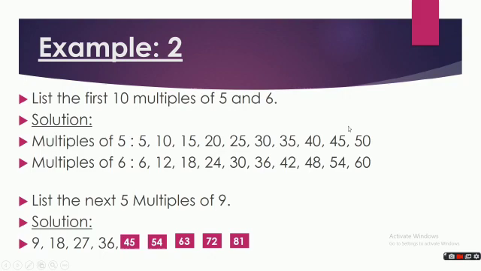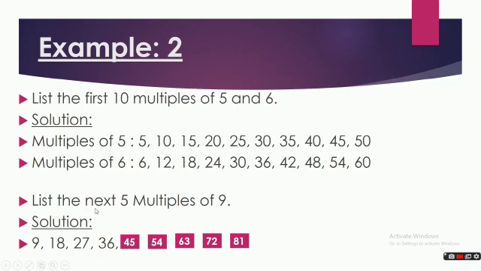When we multiply 5 with 1, we get 5. Then we multiply 5 with 2, we get 10. So these all are the answers after multiplication that we get in the 5 table. Then the multiples of 6 are 6, 12, 18, 24, 30, 36, 42, 48, 54 and 60. And see, it's the 6 table.